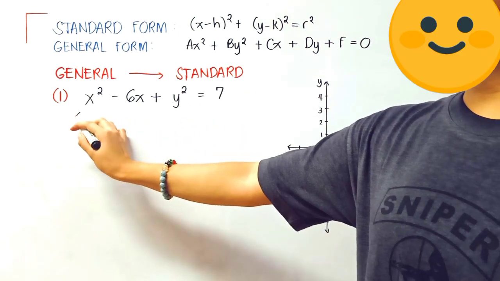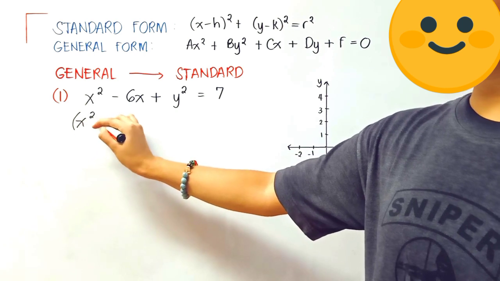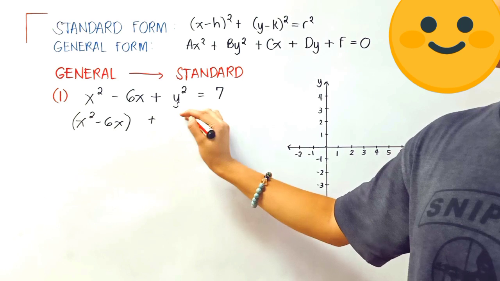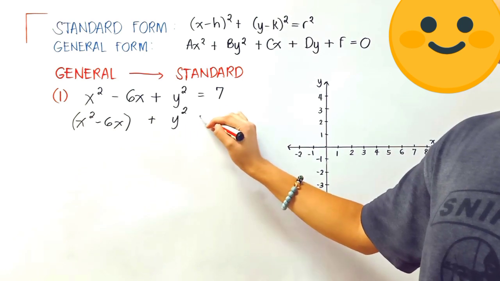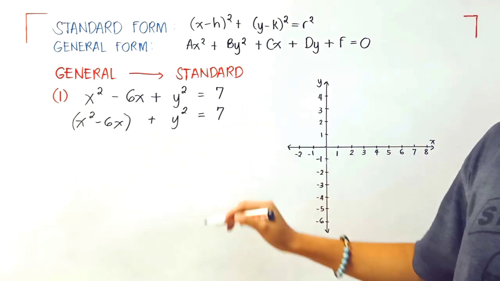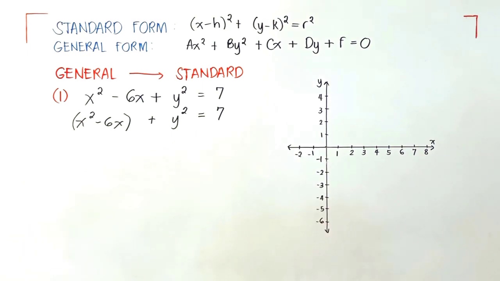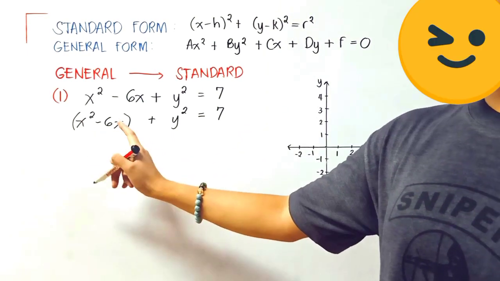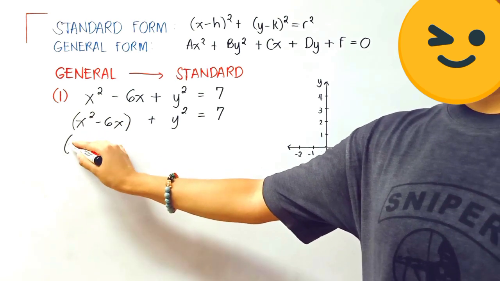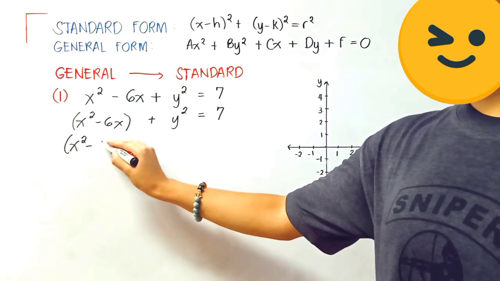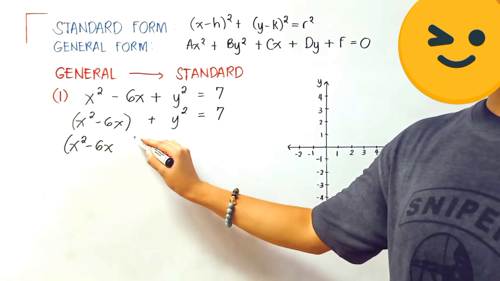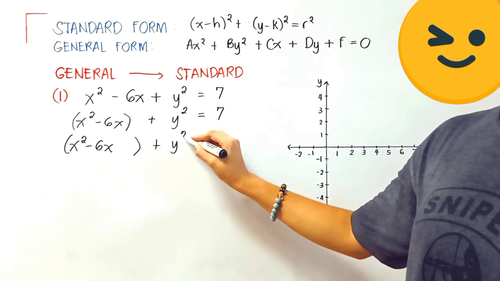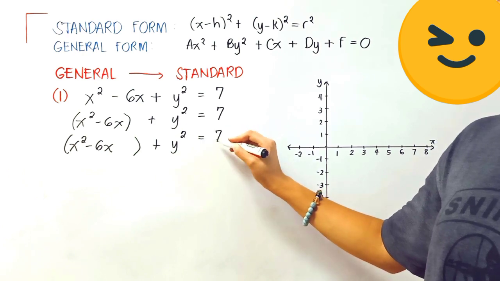So we have here the variable x squared, minus 6x. And then there's only one term with variable y squared, and then just copy 7. Since our group here has a middle term, we can now complete the square by thinking of an appropriate constant to be placed here. So allow me to just rewrite this one.